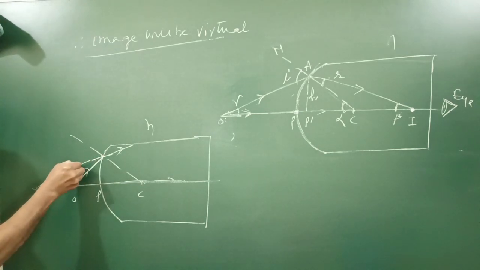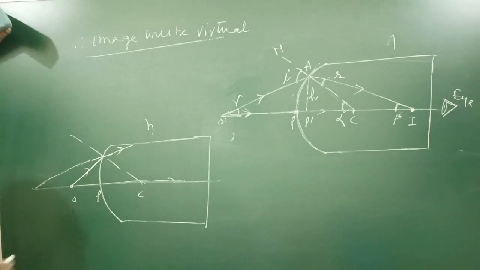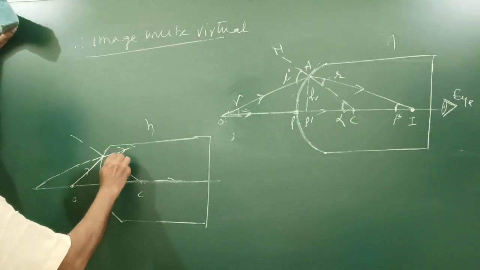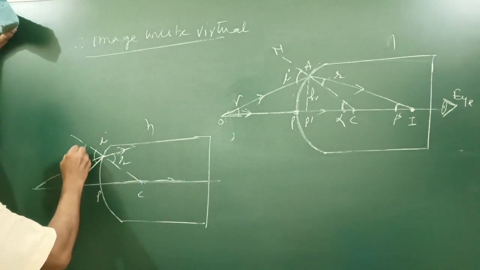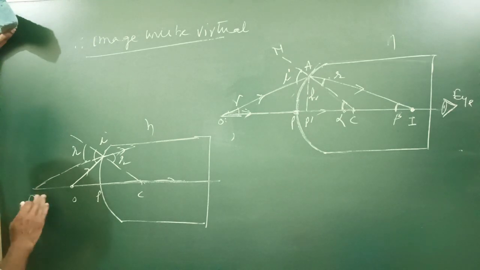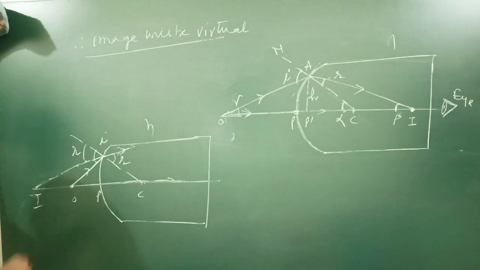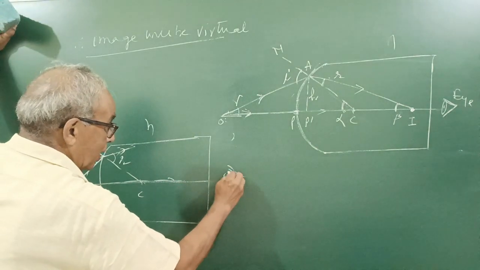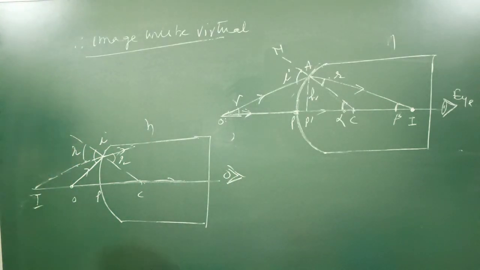If we produce it back, it may appear to come from this point. Actually, the line does not remain straight, a natural fact. So this is angle R here, this much is I, this is R. This is the object, this is the image I. If we keep our eye here, this image will appear at point I, a virtual image.